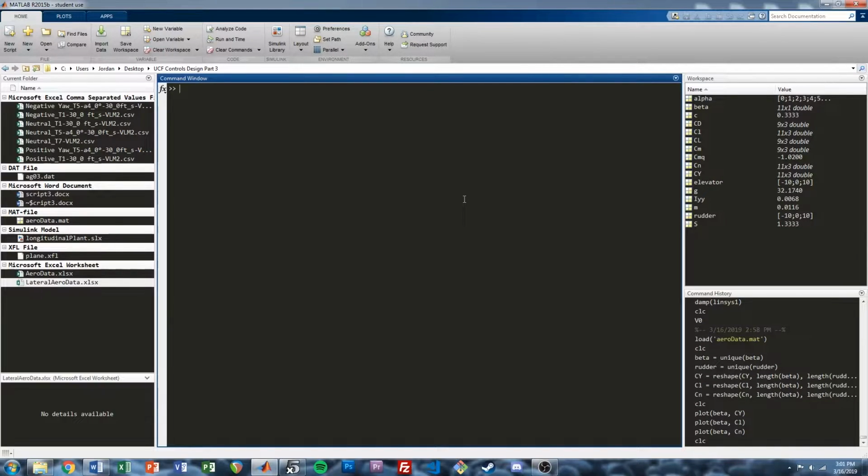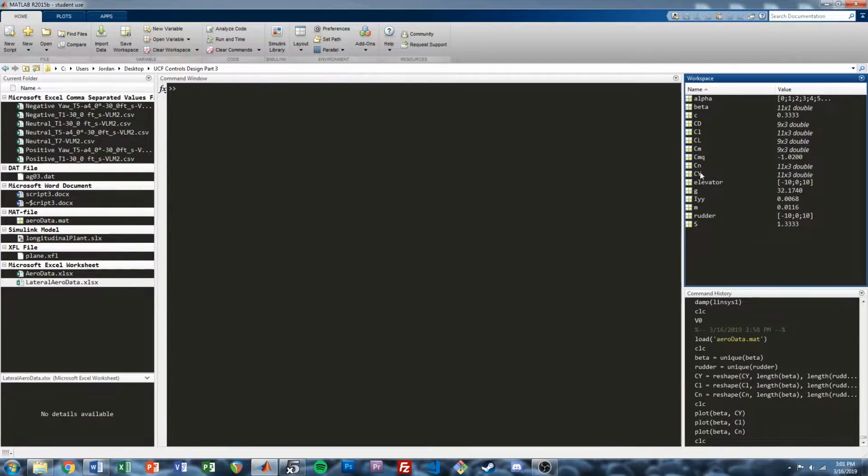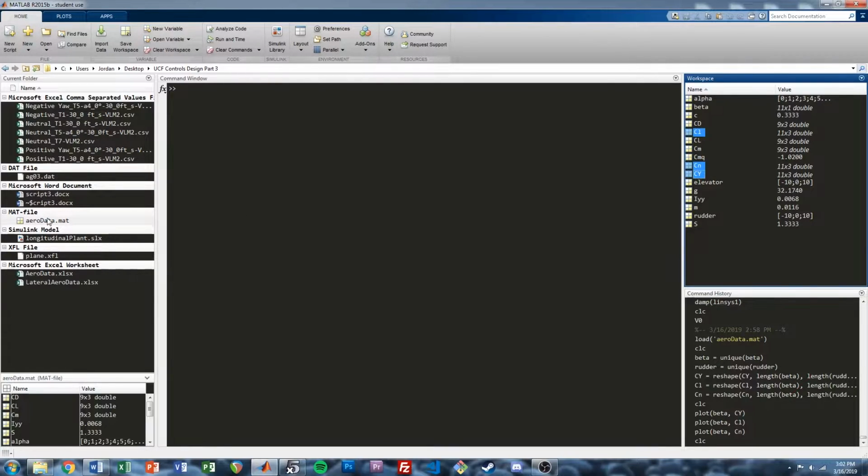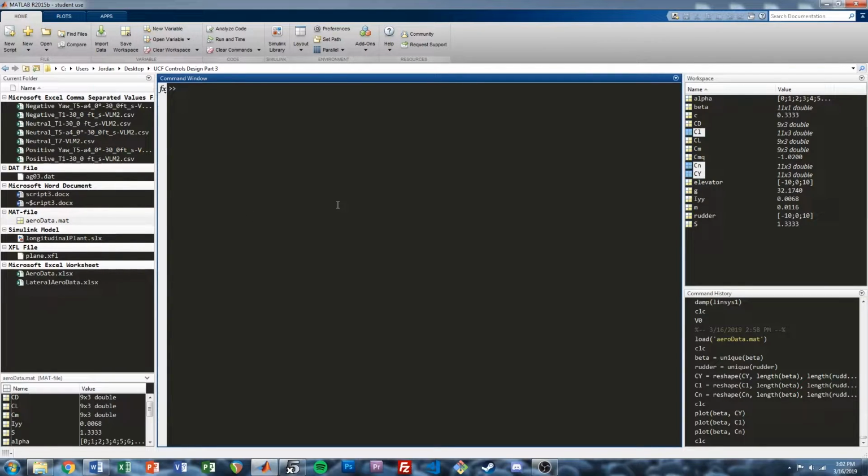Now there's a few other things that we're going to need to include in our model. So I'm also going to take that data and save it back in that mat file. So that was C little l, C little n, and CY. So we'll throw those back in there. I'm also going to define, we're going to need to know gravity. So make that 32.174 feet per second squared. We're also going to need to know our reference span, so that's B.